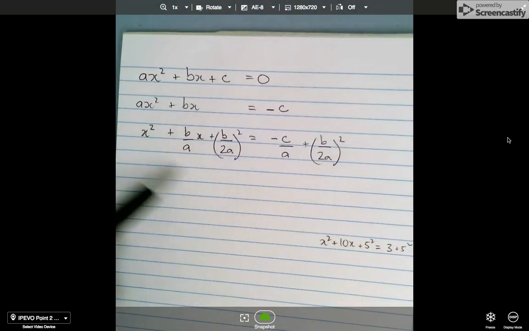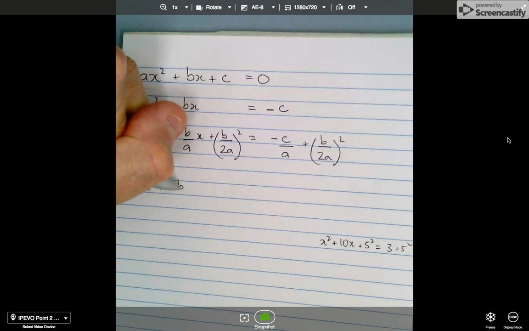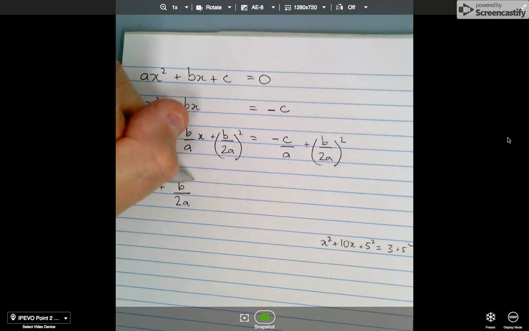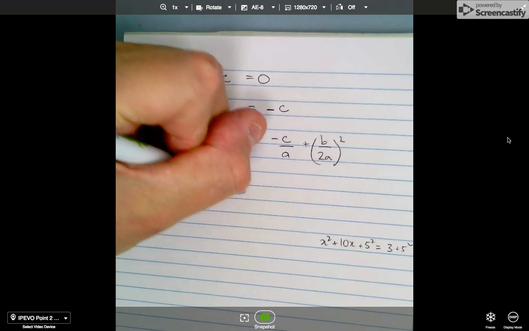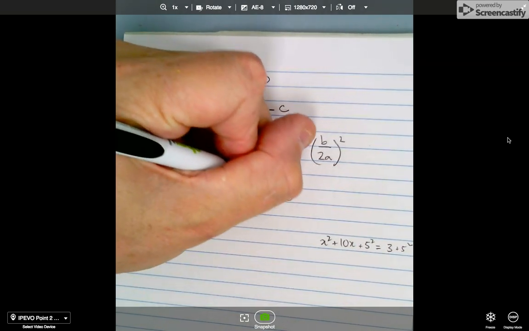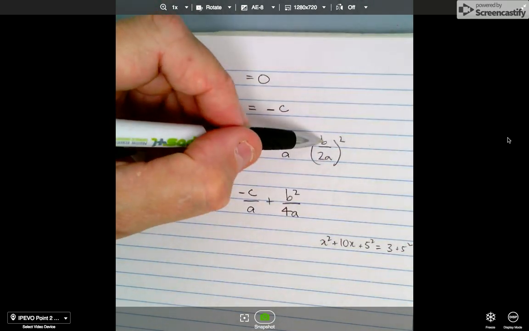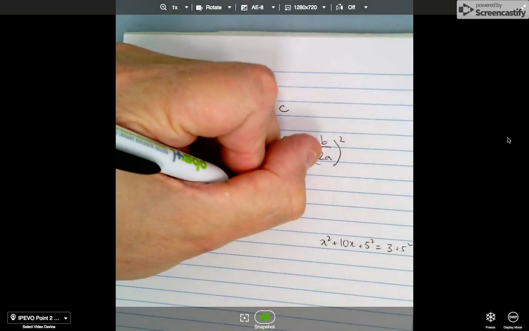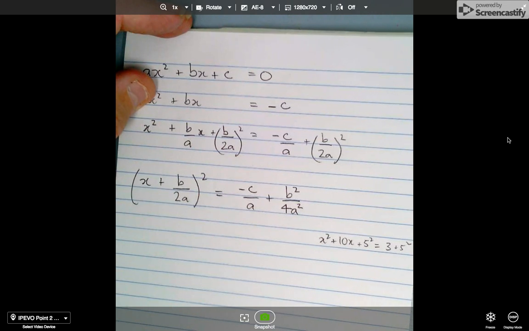So what do we have here? We have the perfect square, x plus b over 2a, squared, equals minus c over a plus b squared over 4a squared, just squaring the top and squaring the bottom. Okay, so we're getting a bit closer to that formula.